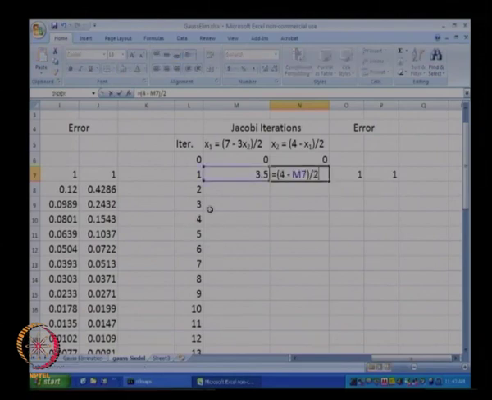In Gauss-Seidel method we have 4 minus the latest value of x1 divided by 2. This is not how the Jacobi iteration works. In Jacobi iteration we do not use any of the values in this particular row, we will use only the values in the upper row.